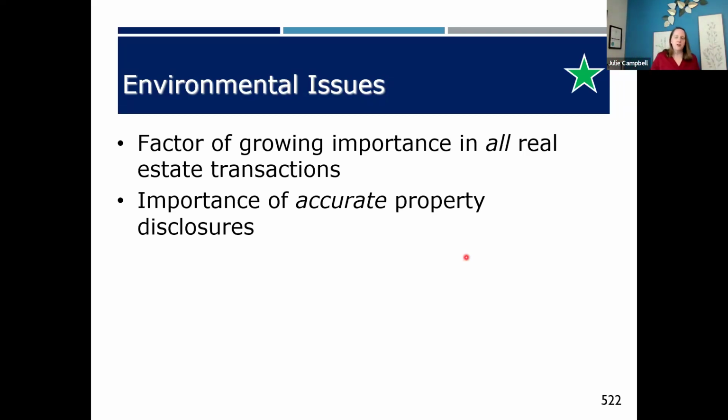So our big responsibility, a little foreshadowing here for you now. Our biggest responsibility with these environmental issues is to disclose what we know. Once we learn of an environmental issue, we have a duty to disclose it. Who can tell me real quick, what does it mean to disclose? What does it mean to disclose something?